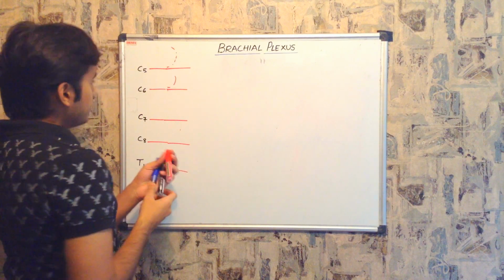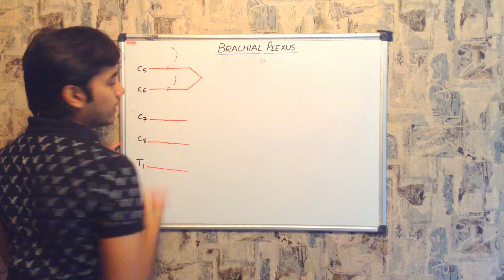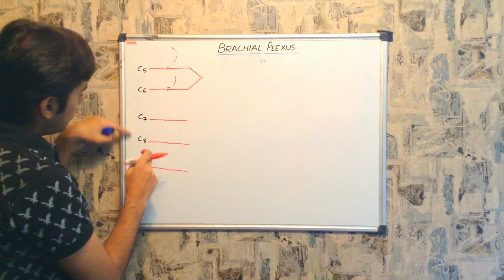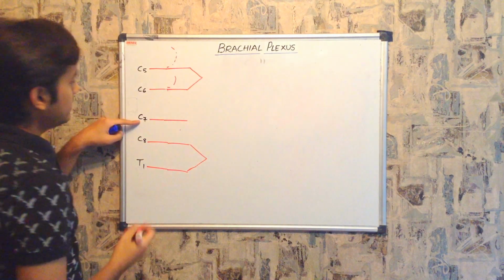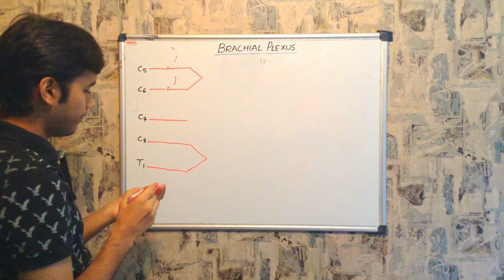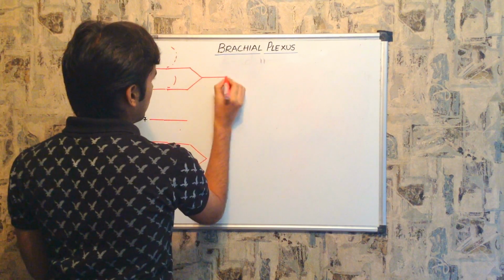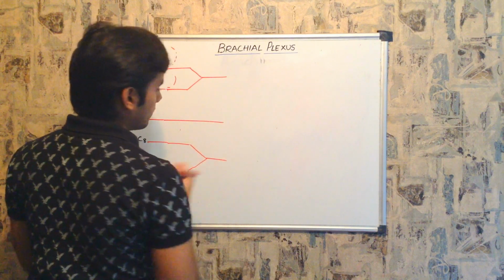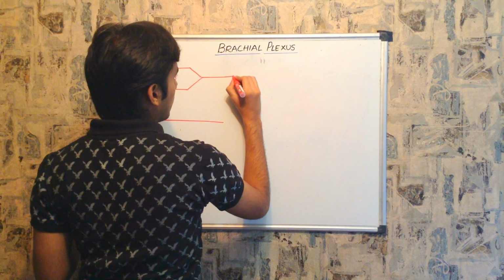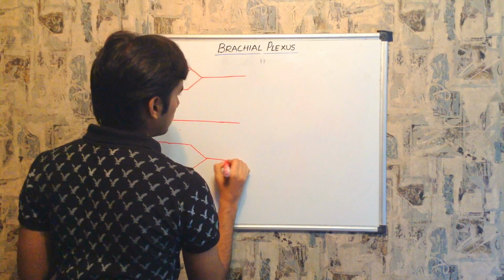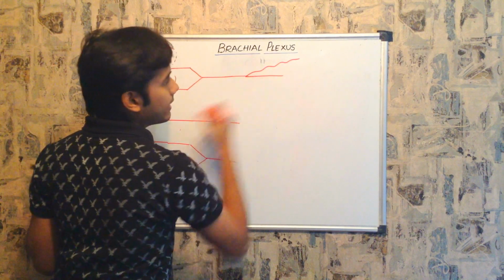So the anterior division of C5 and C6, both of them join together, and the anterior division of C8 and T1, both of them join together, and the C7 anterior division is kept alone. So now this anterior division extends forward, and next it divides into two parts, here this way. One is called the posterior part as well as the anterior part.